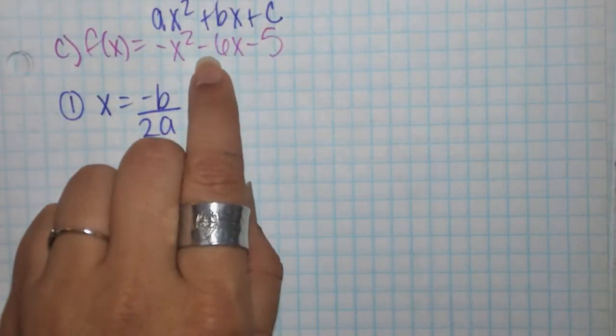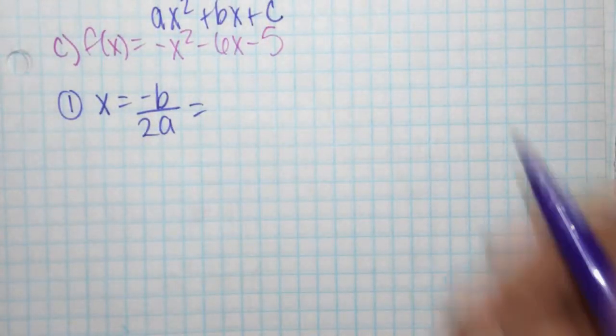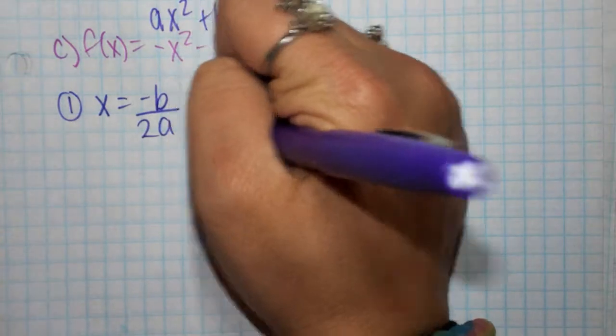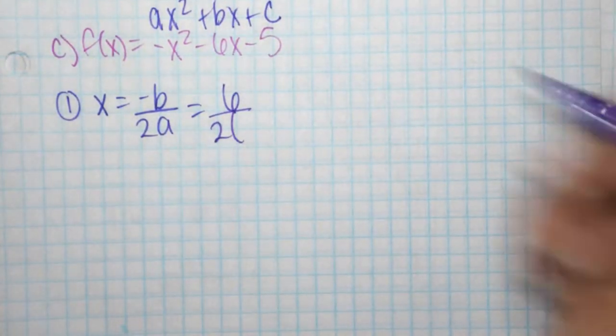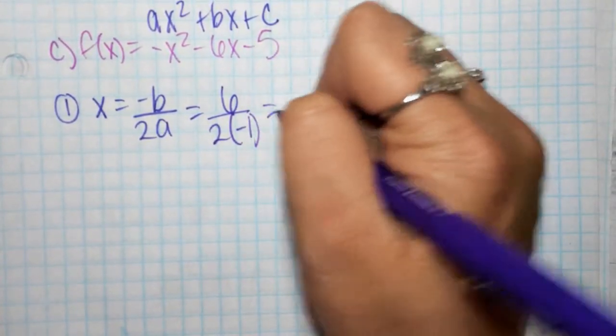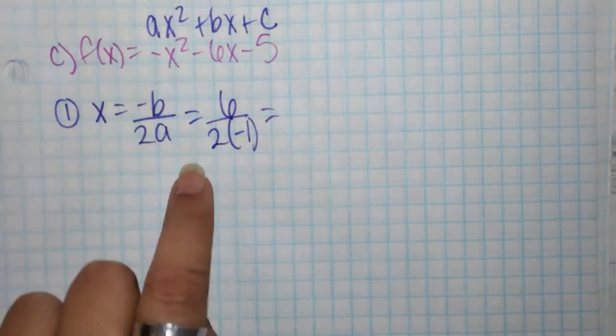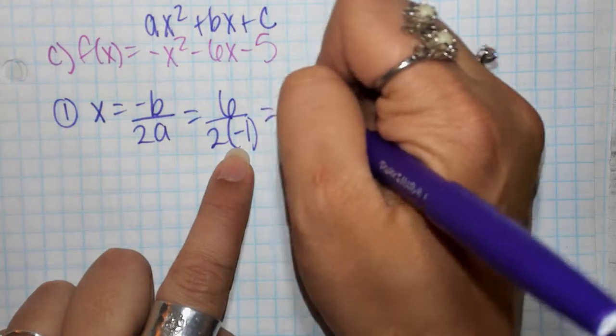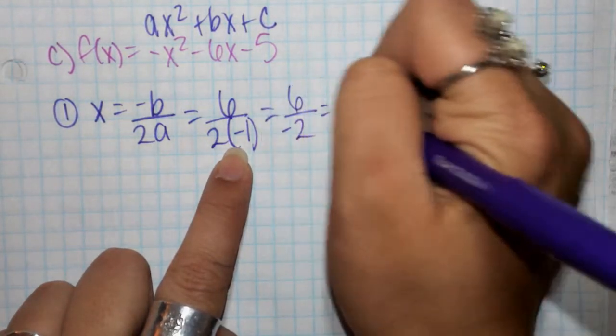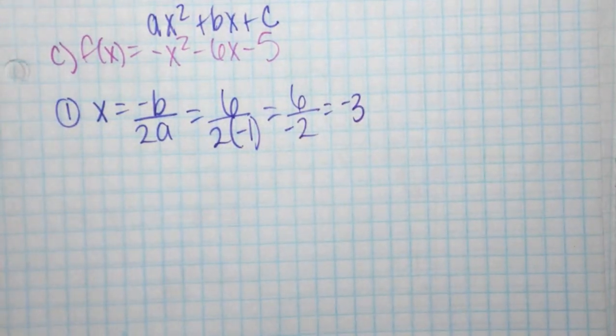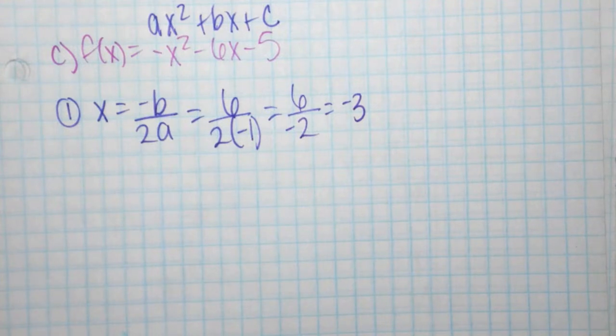Alright, so B is negative 6. What's the opposite of negative 6? Positive 6. Divided by 2 times, what's our A? Negative 1. It's negative because this is negative. So we do 2 times negative 1 and you get negative 3. Did anybody get that right last night? Good job.